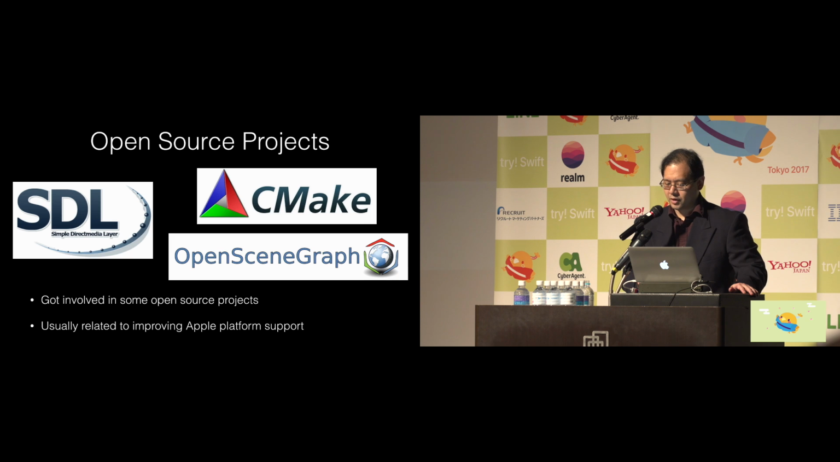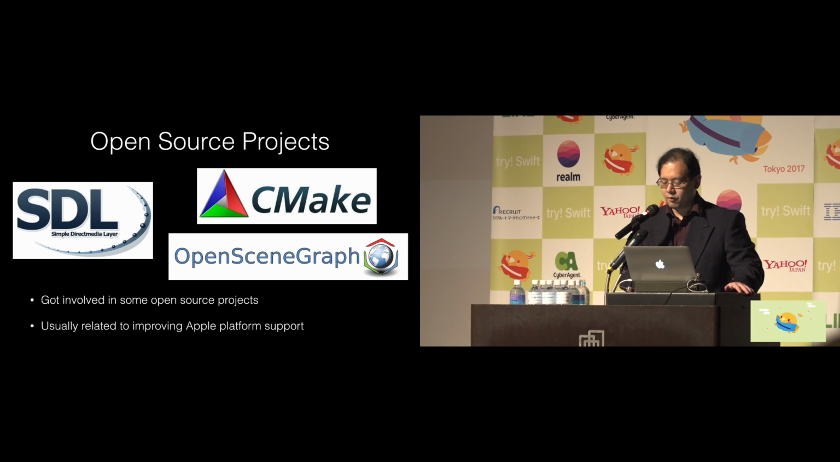I got involved in some open source projects. It usually related to improving Apple platform support. You're going to see me mention SDL and CMake a few times in this talk, so I might as well introduce them now. SDL is the ultimate cross-platform foundation layer used heavily by the video game industry. It provides access to the graphics system, audio, input events, and pretty much anything you need to create a game or multimedia app. If you've played a cross-platform AAA game in the past 15 years, it is better than a coin flip that it uses SDL. Valve Steam has adopted SDL as a foundational component, so it's really important to the video game industry.